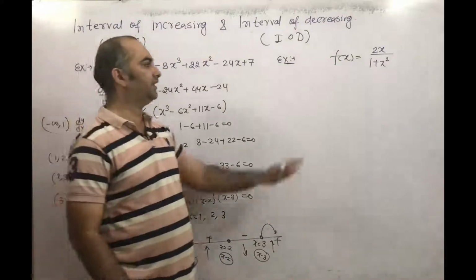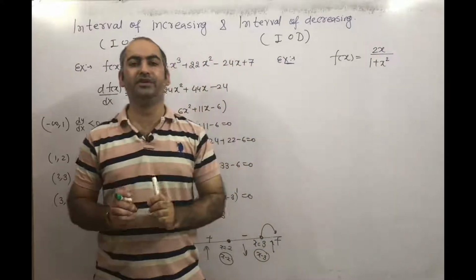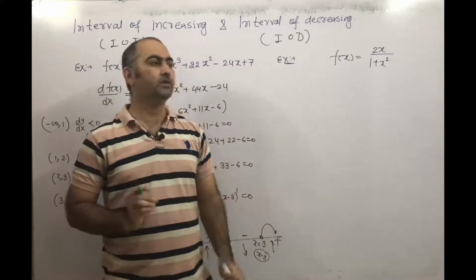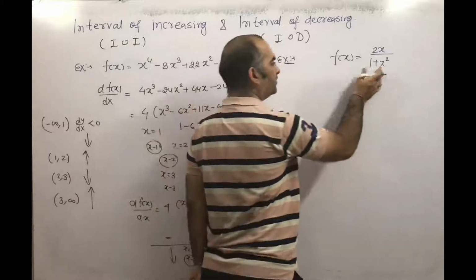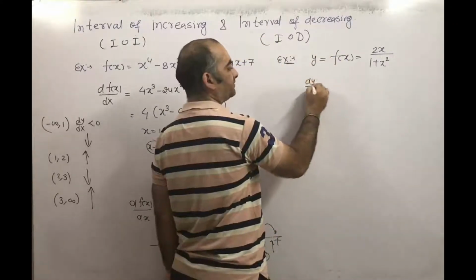Next example is this one, f(x) equal to 2x divided by 1 plus x square. So here also we have to find the interval of increasing and the interval of decreasing. So what we will do, we will differentiate this one. In short we can write y, so we are finding dy by dx.